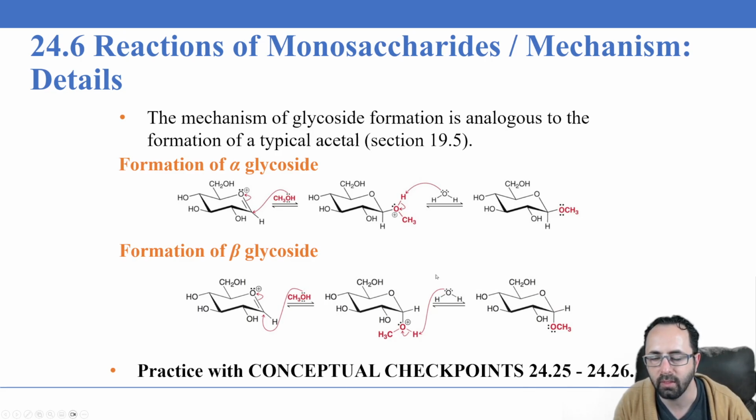So you can see that these can both be formed in this glycoside formation, both anomers. The one where the methoxy group is in the equatorial position, and the one where the methoxy group is in the axial position.